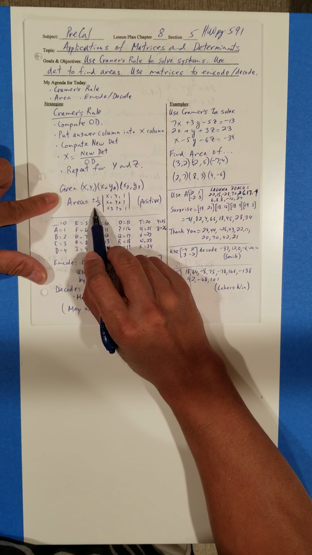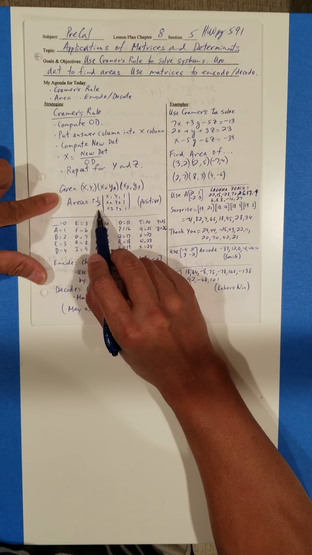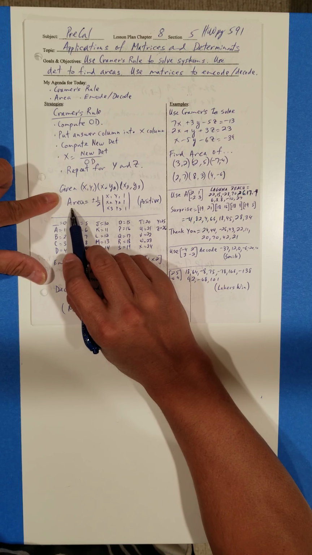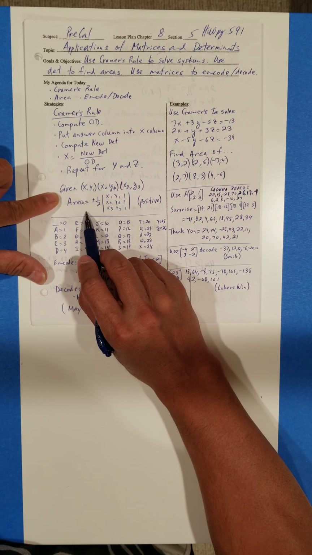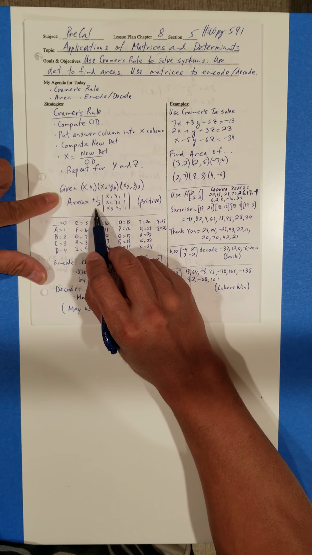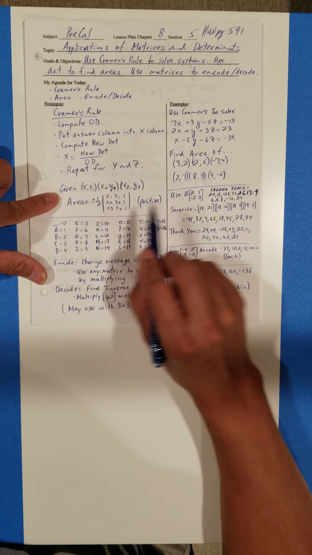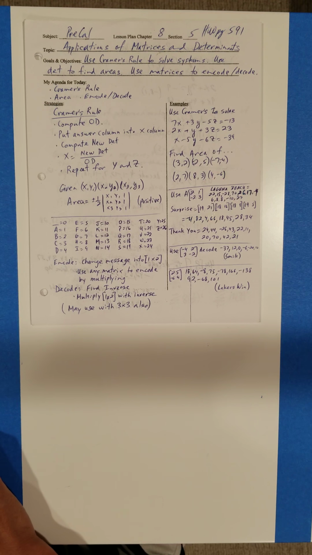We always multiply by either a positive 1/2 or negative 1/2, because we want the area to be positive. Sometimes the determinant comes out negative, and in order to make the area positive, we just multiply by either positive or negative 1/2. Okay, so we'll do an example.